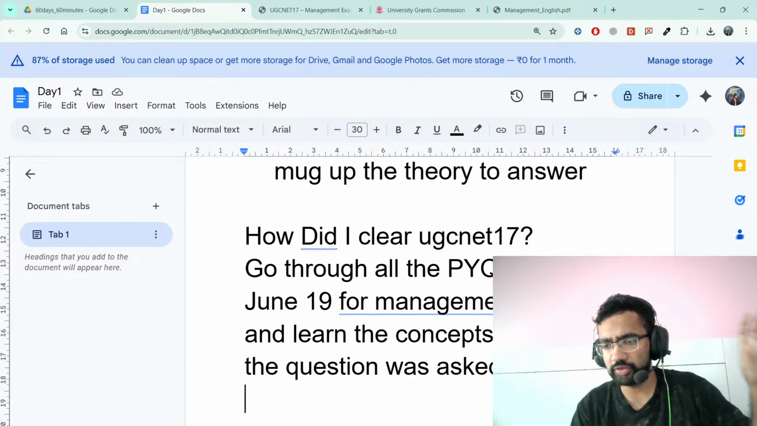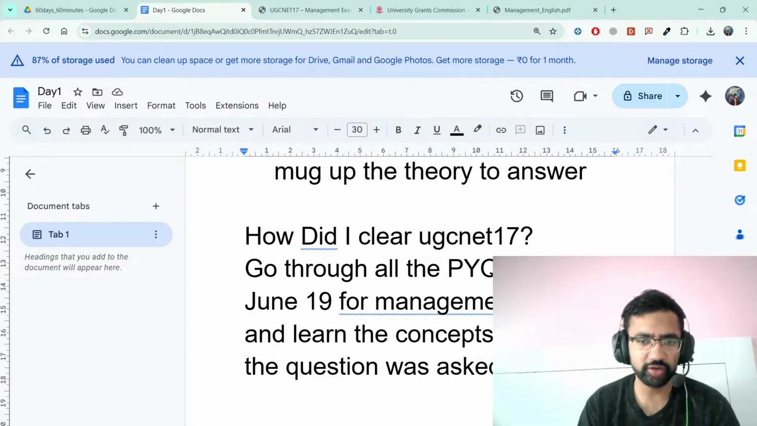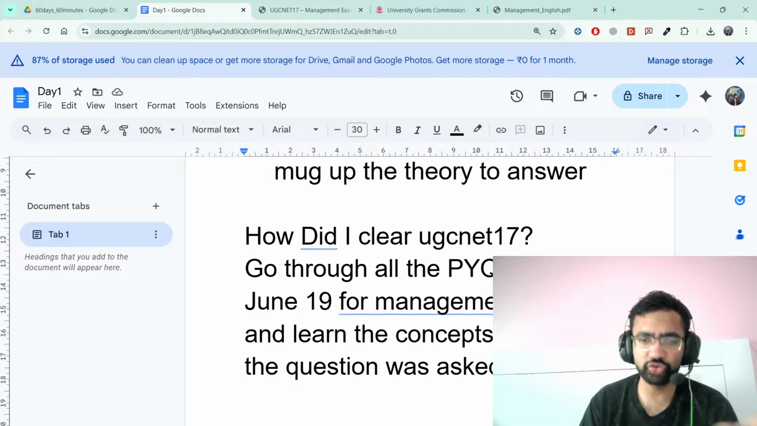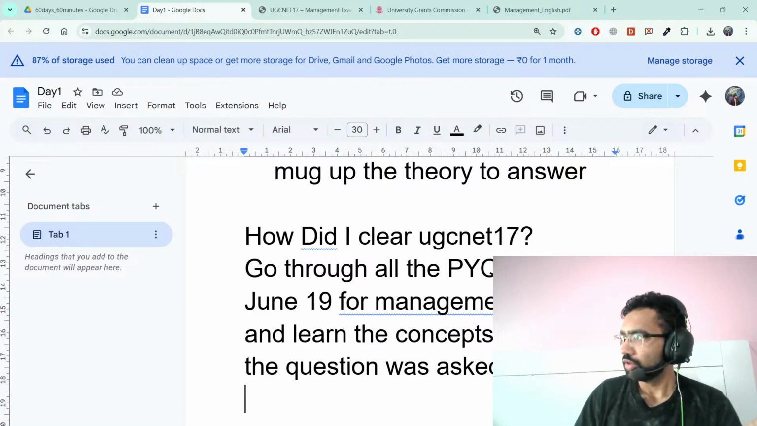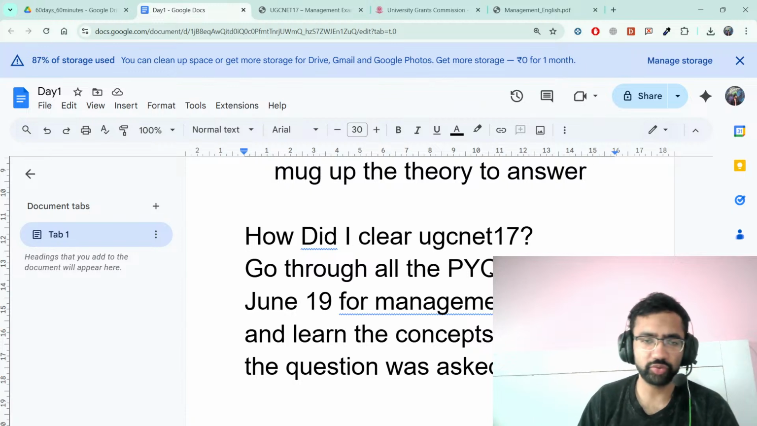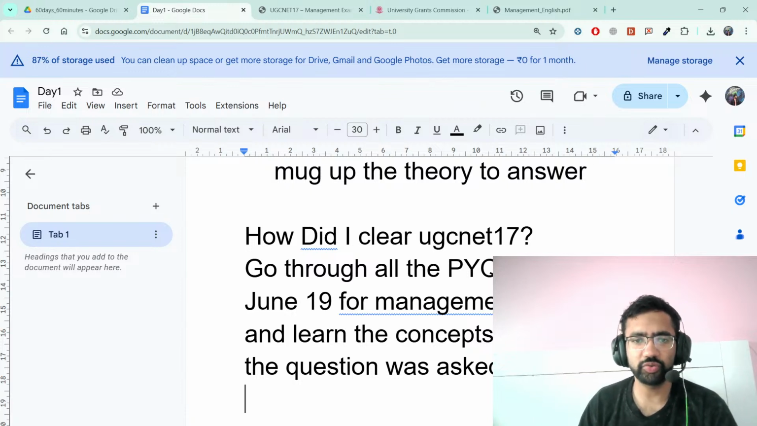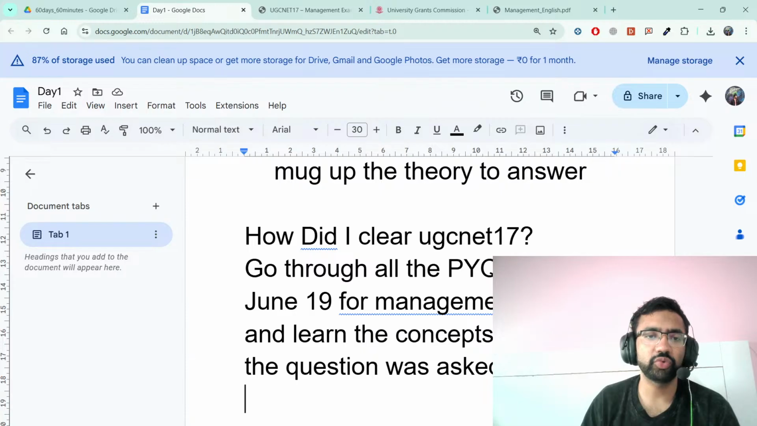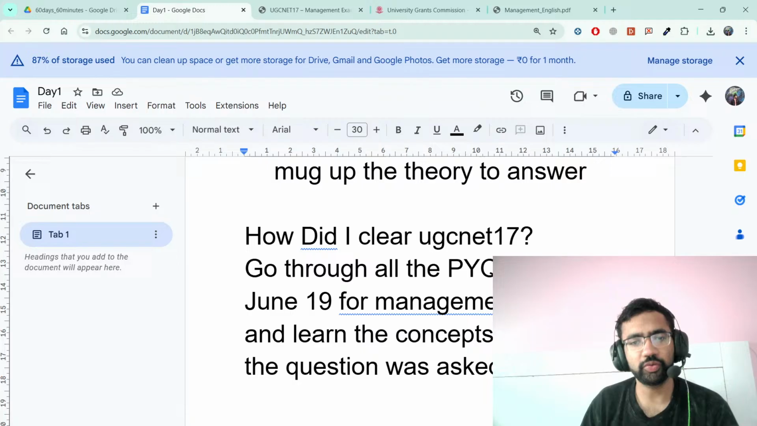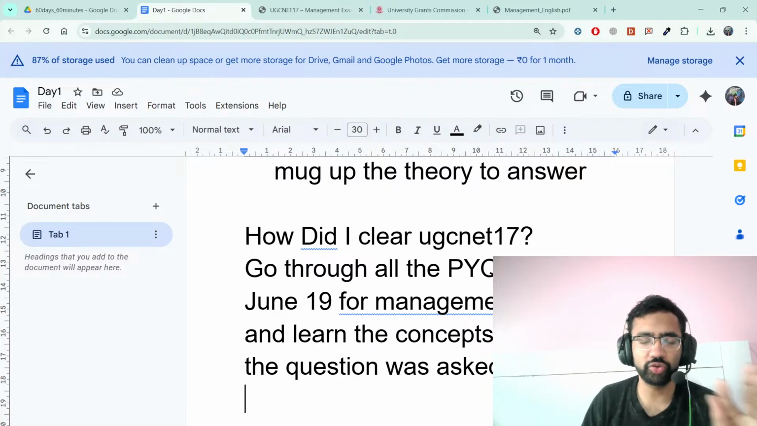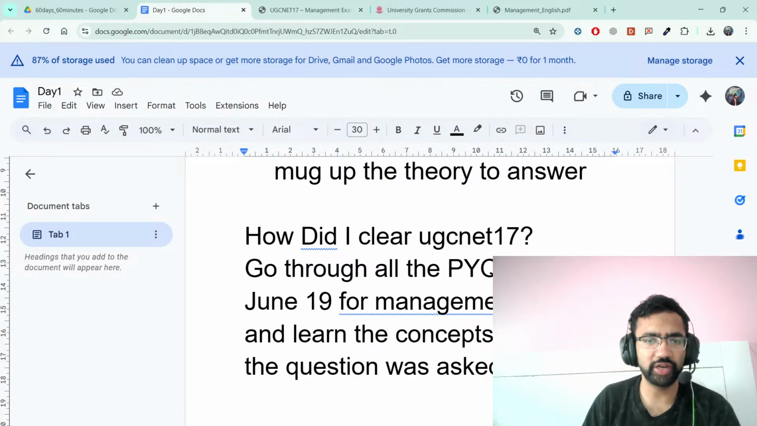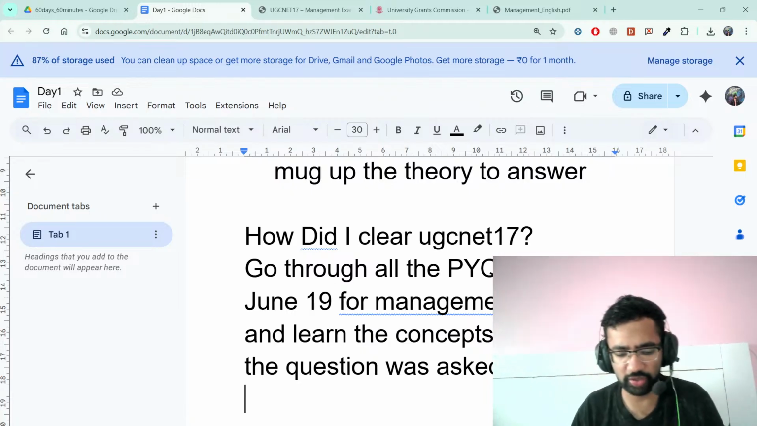Take out basically the last 6 to 7 years of papers since June 19. If it's a twice a year cycle, and some years it was only done once, you will get around 10 papers, let's say. Go through all the questions in those papers, and more importantly, go through all the theories on which that question was asked. You will get the last year's question papers and their answer keys online, anywhere.